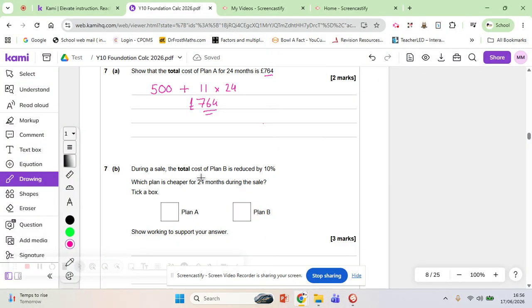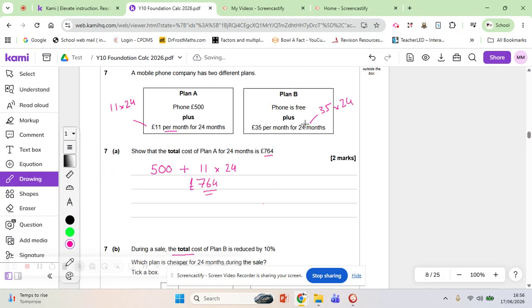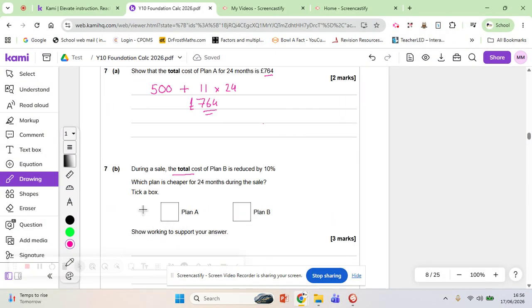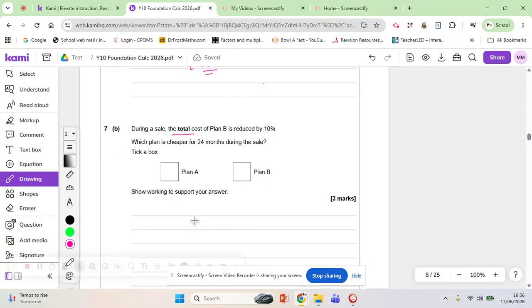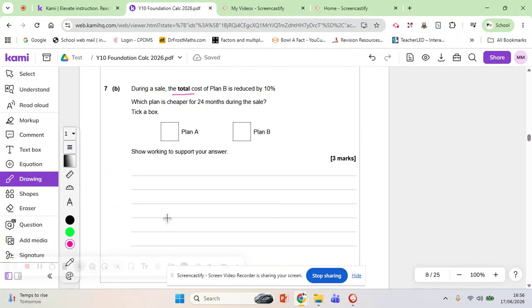During a sale, the total cost of plan B is reduced by 10%. Now first of all, it does say the total cost. So like I sort of said at the top, I already have this working up here. I just now need to work out what the total cost is. Which plan is cheaper for the 24 months during this sale? So it does say about supporting answer, so let's first of all work out plan B.